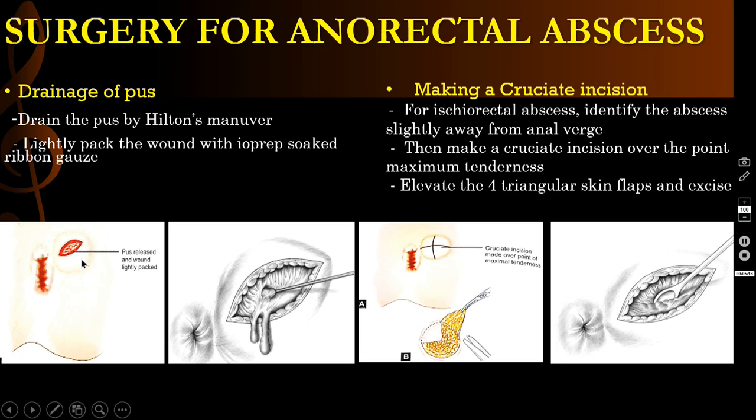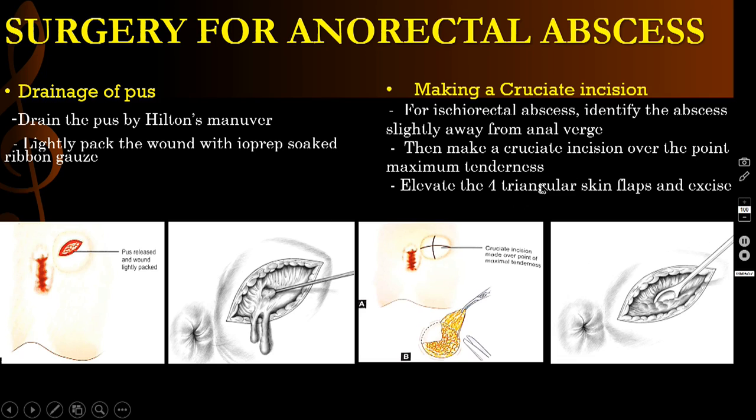That means you can put either your little finger inside or a artery forceps inside and break open the loculi and make it a single loculus and drain the pus. Then after drainage of the pus, you can curette the floor of this cavity and look for any opening leading into the rectal or anal canal, any presence of fistula. And then you can lightly pack the wound with a soaked gauze piece.